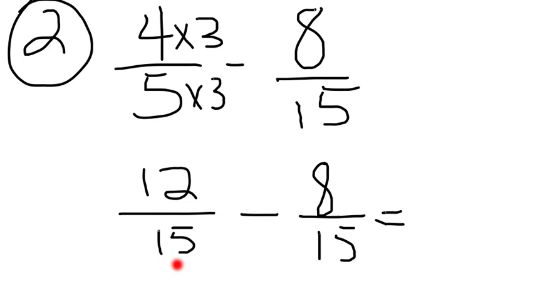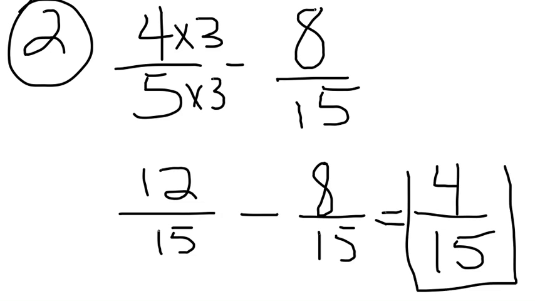Now that we have equal sized pieces of 15 on both, we can do 12 minus 8. That's 4/15. So on this one, a little bit different. You only had to change one of the fractions, because 5 can be multiplied into 15 evenly. So 15 is a multiple of 5. Okay? So you have to be able to recognize that too.